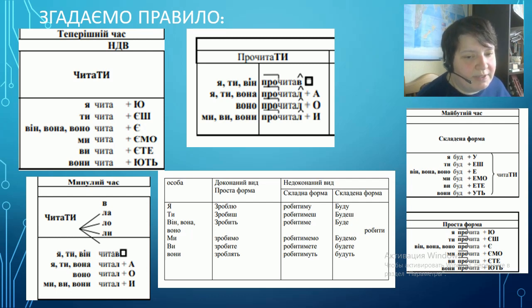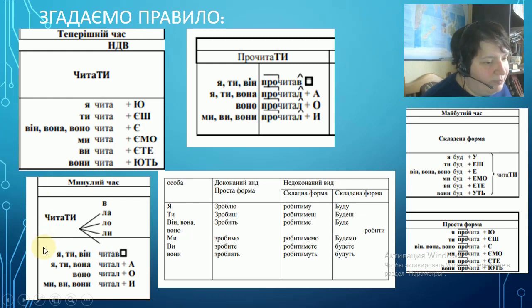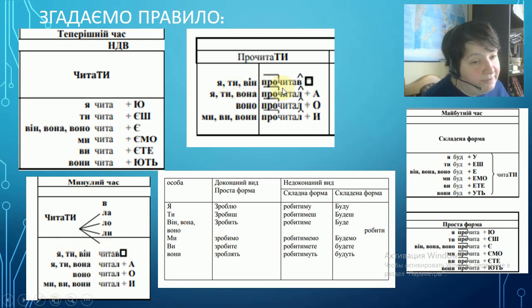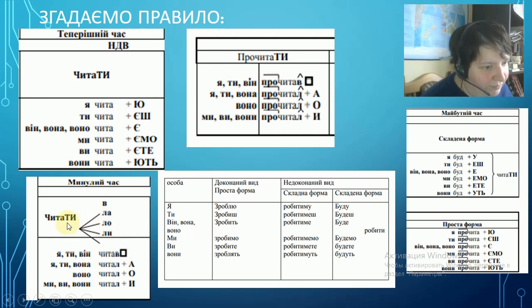So, to learn more about it, just watch my previous video about future tense. I have more examples and more explanations. And past tense, it's pretty easy. It's the same for imperfective and perfective aspects. We just have these endings. We take away ти from the infinitive and put this ending. Читати, читав, прочитати, прочитав.